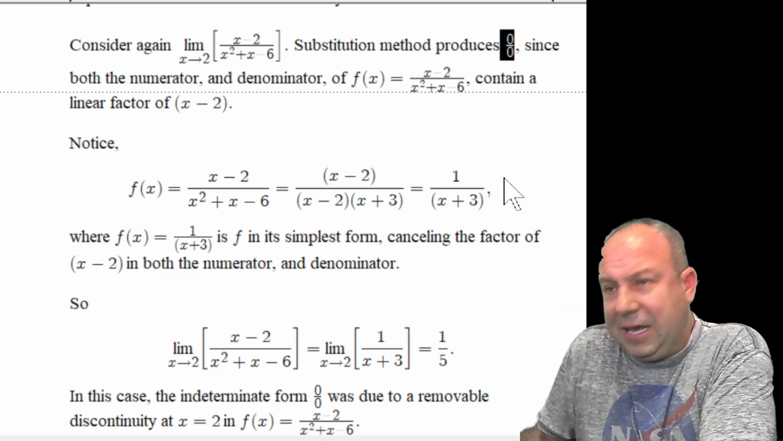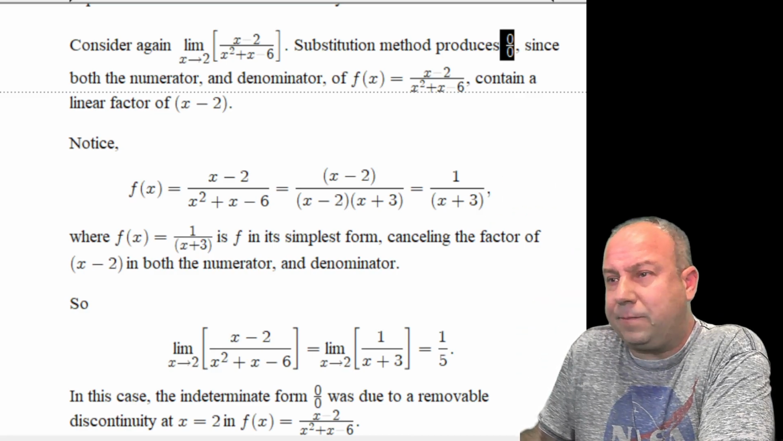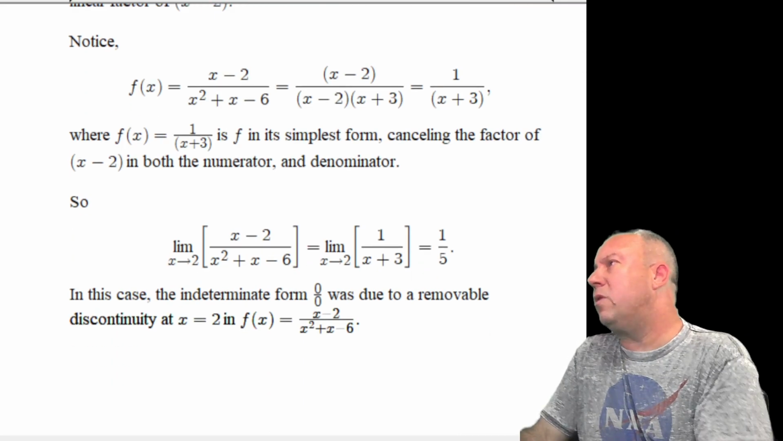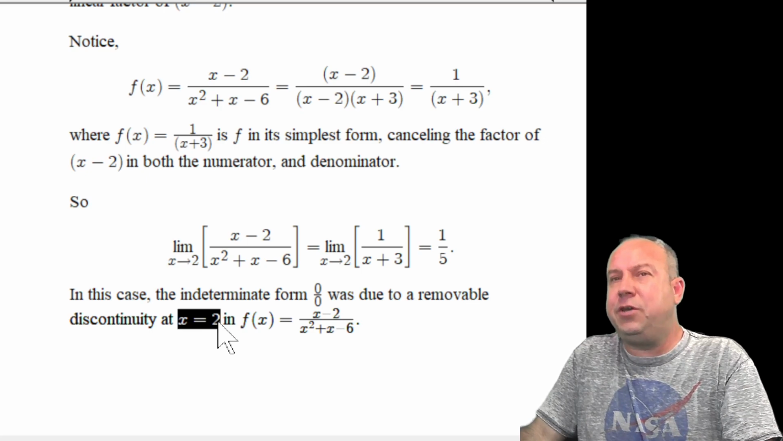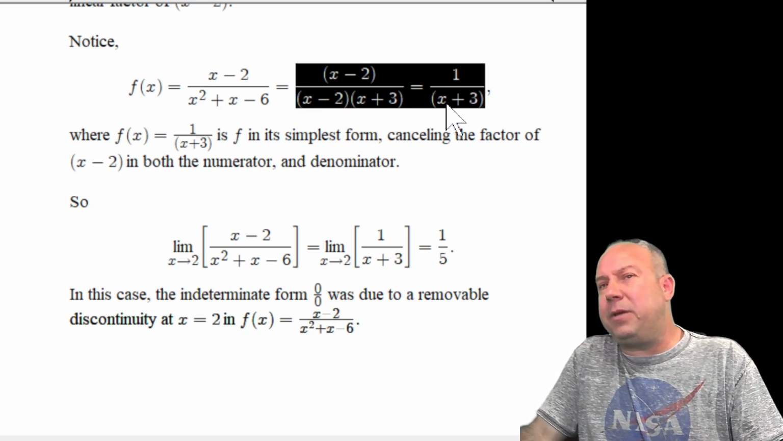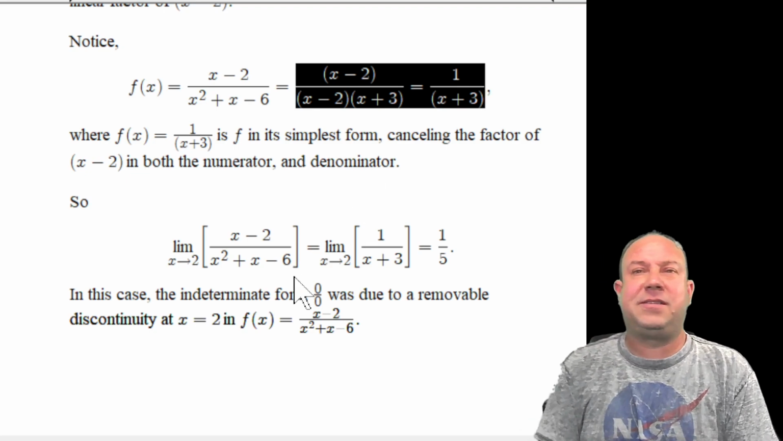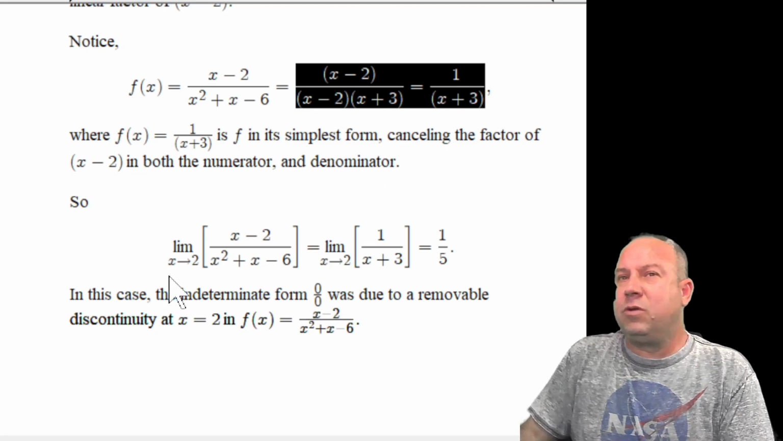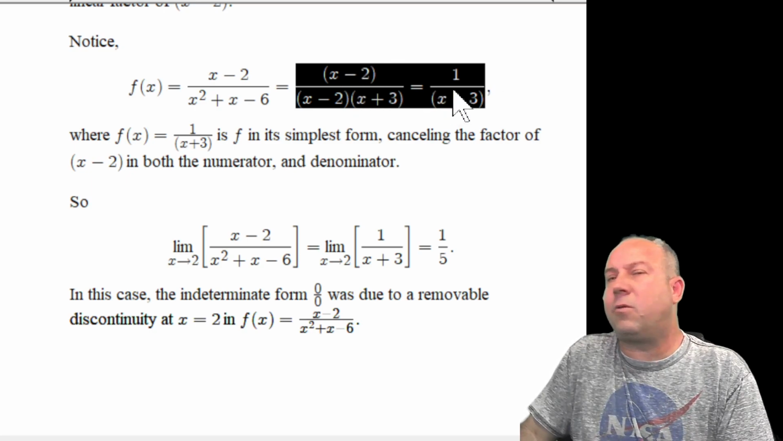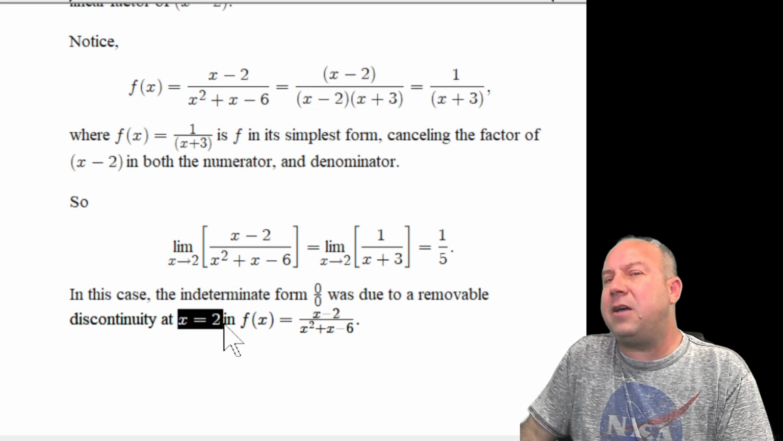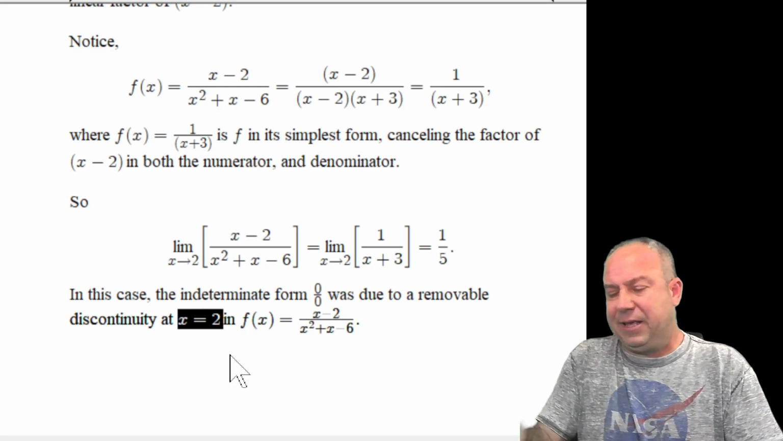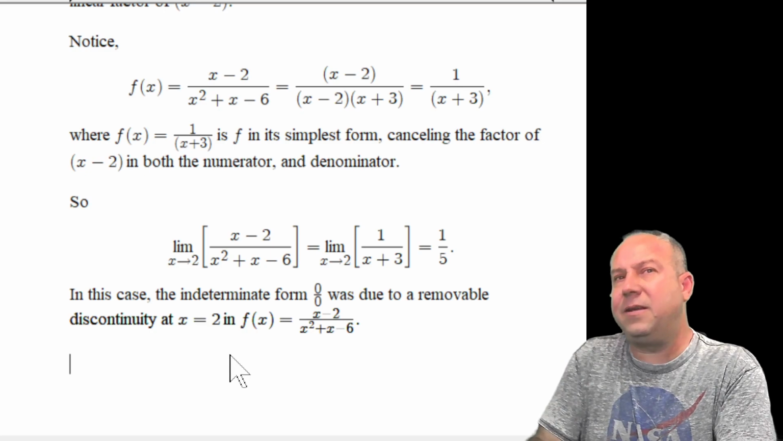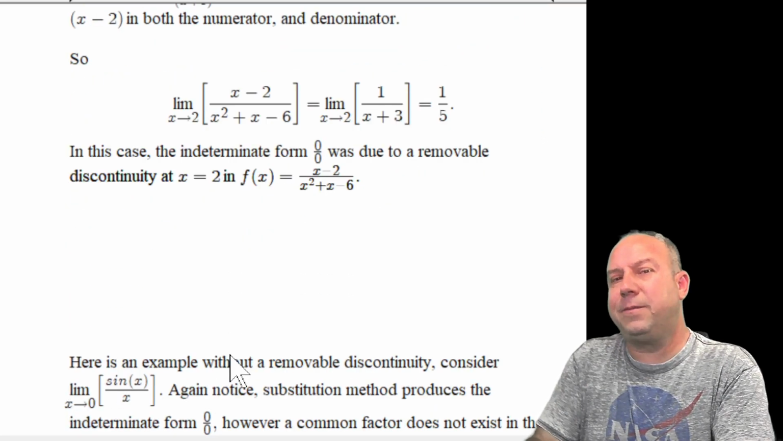Now, in this case, the indeterminate form was due to what we call a removable discontinuity at that value of x equal to 2. And that's exactly what we did up here to go from this step to this step, right? From this result on the left to this result on the right, we removed that discontinuity at the value of x equal to 2. And that's what allowed us to evaluate this particular case.